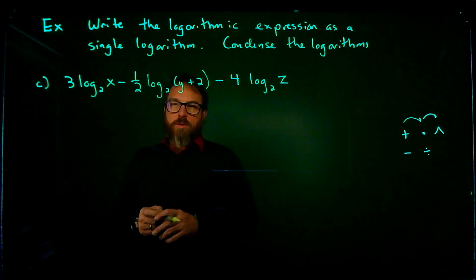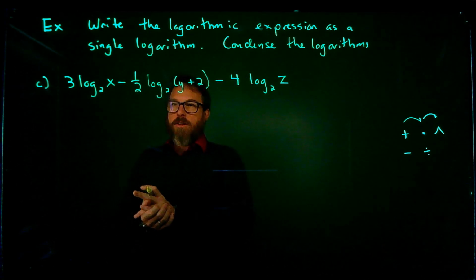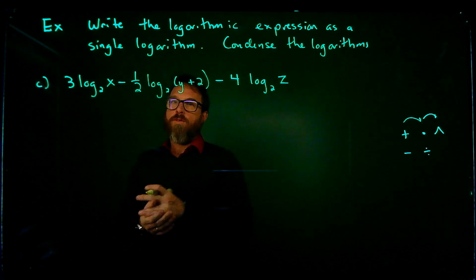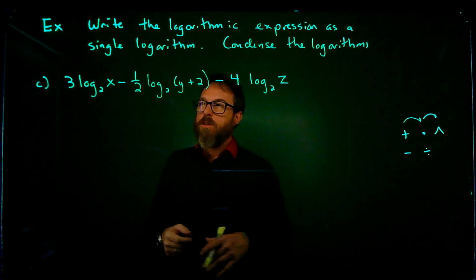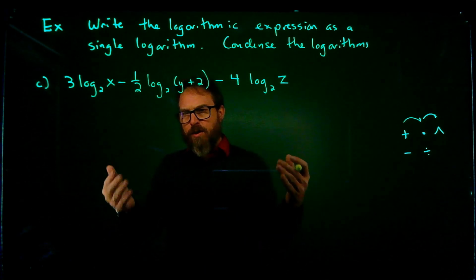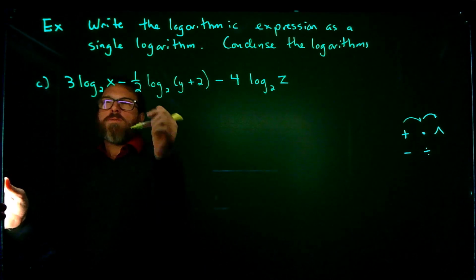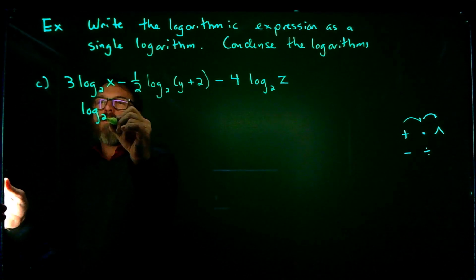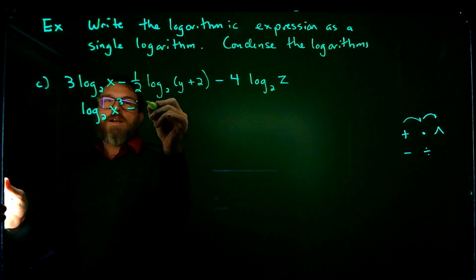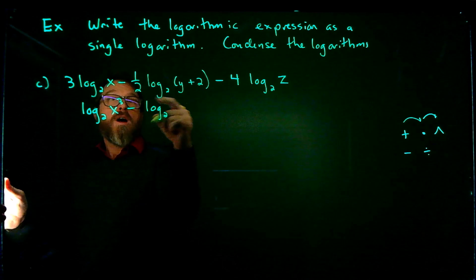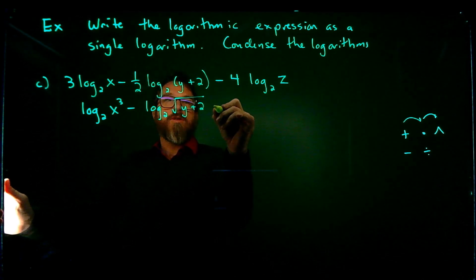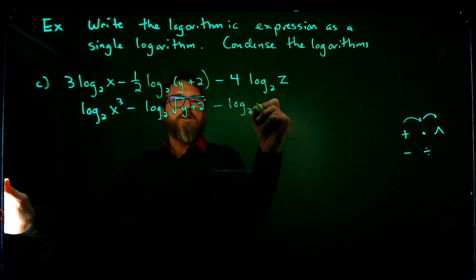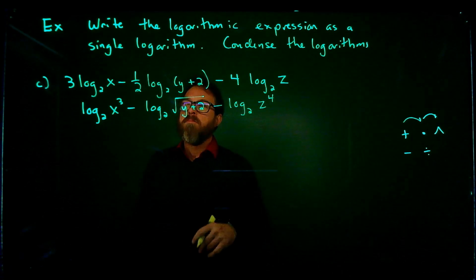Well, what we have to do is handle the exponents first. So for me to actually combine these logarithms, they're going to have coefficients of 1. So the first thing we're going to do is take care of step 3 first. So coefficients become powers. So this is going to be the log base 2 of x cubed minus the log base 2 of, 1/2 is the same thing as square root, so I'm going to write the square root of y plus 2, minus the log base 2 of z to the 4th.